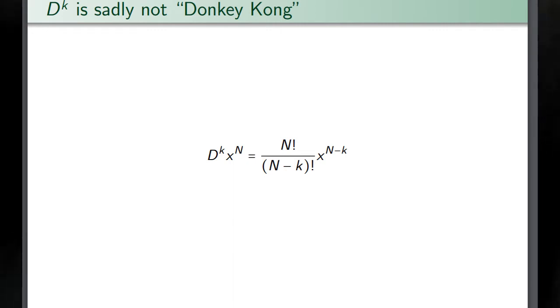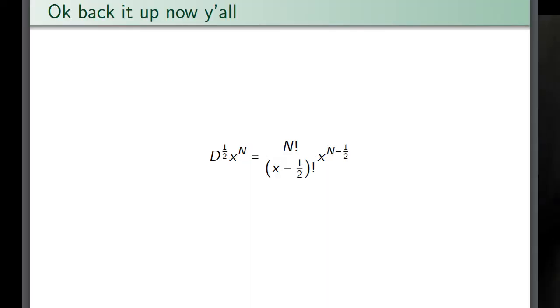n factorial over n minus k factorial times x to the n minus k. Okay, so back to the factorial. Give a good hard think of what you think d to the 1/2 of x to the n would look like. Since I don't want the entire class to sit in silence again, I'll just give you the answer. It's n factorial over n minus 1/2 factorial times x to the n minus 1/2.